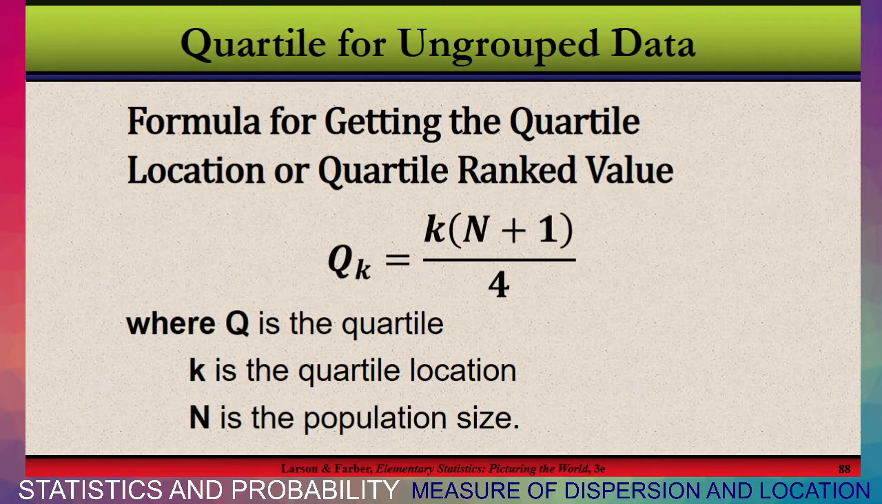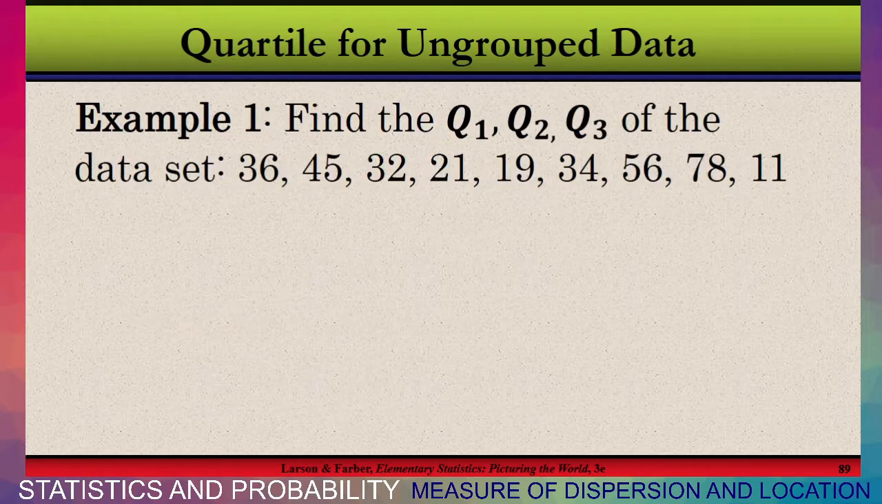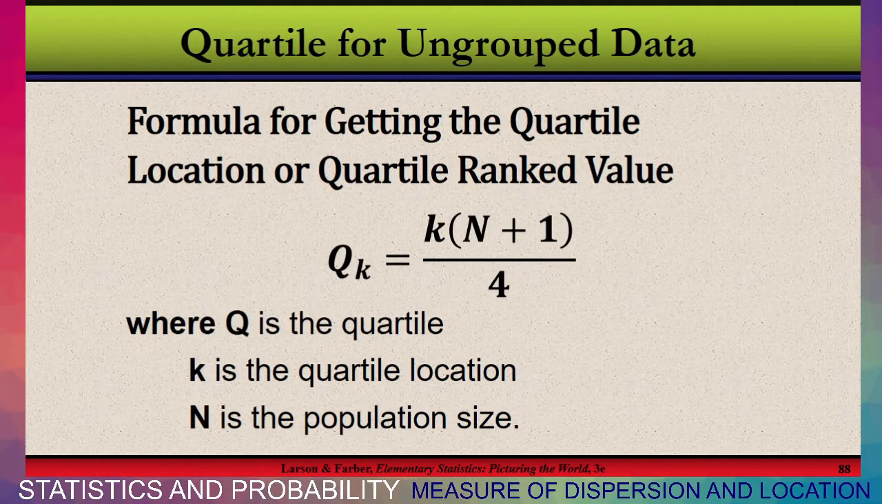Okay, yung K natin nga pala, bago natin makalimutan, di ba meron tayong Q sub 1, Q sub 2, Q sub 3. Yung subscript, yung 1, 2, at 3, siya yung magiging value ng K natin. Pero nakadepende sa problem kung anong kukunin natin. Maaaring tatlo yung given na quartile location na isa-solve natin or isa lang or dalawa. So nakadepende po yun sa problem. Okay? So, ito lang yung ginagamit natin in order to find the quartile.